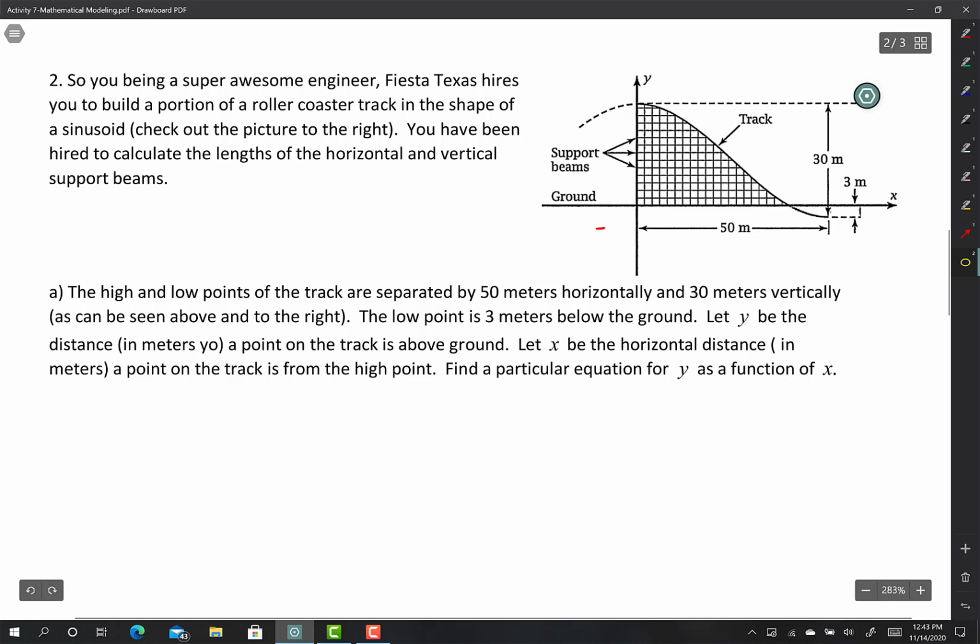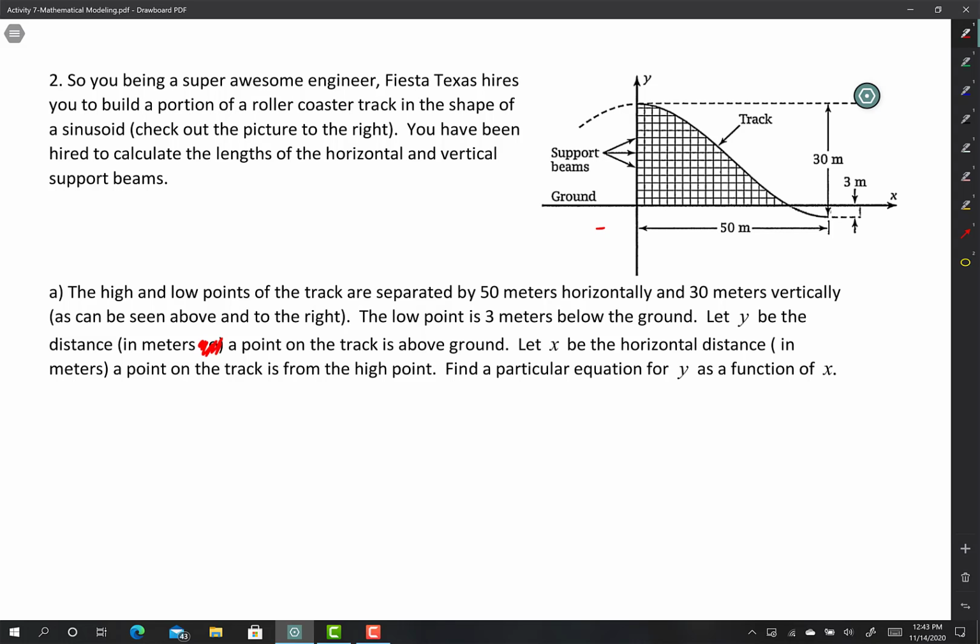So let me see if I can take advantage. You can see that 50 there and the 30 there. The low point is 3 meters below the ground, and let y be the distance in meters. Why did I write in meters? I'm sorry, guys. I hope I didn't annoy anyone there. A point on the track is above the ground. Let x be the horizontal distance in meters of a point on the track from the high point. Find a particular equation for y as a function of x.